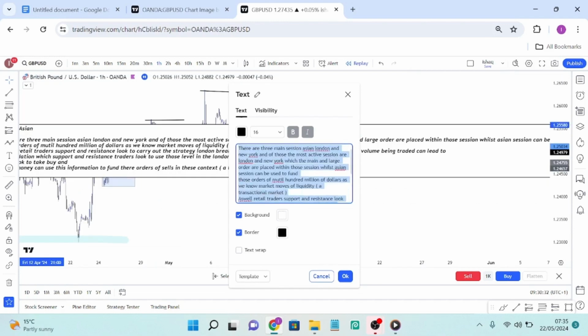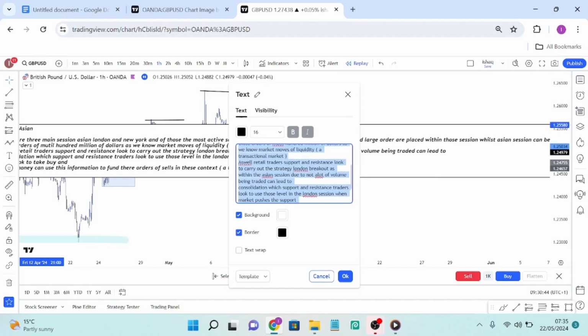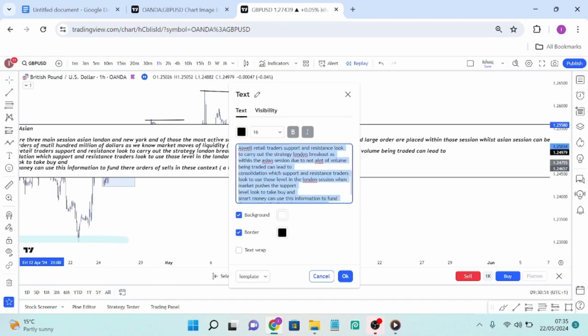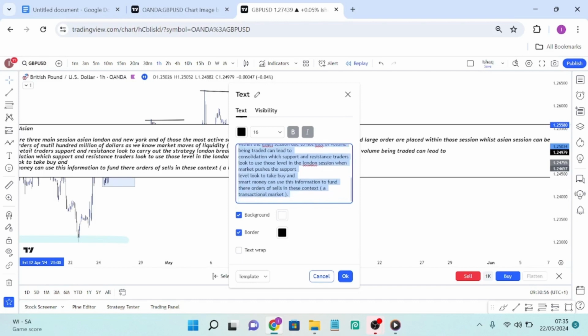As you fund those orders of multi hundreds of millions of dollars, the market moves with liquidity. This is known as a transactional market. Retail traders using support and resistance look to carry out the strategy known as the London breakout strategy. Within the Asian session, not a lot of volume is traded, which can lead to consolidation, and support and resistance traders look to use those levels. In the London session, when the market pushes through the resistance level, they look to take buys, as smart money can use this information to fund their own orders.